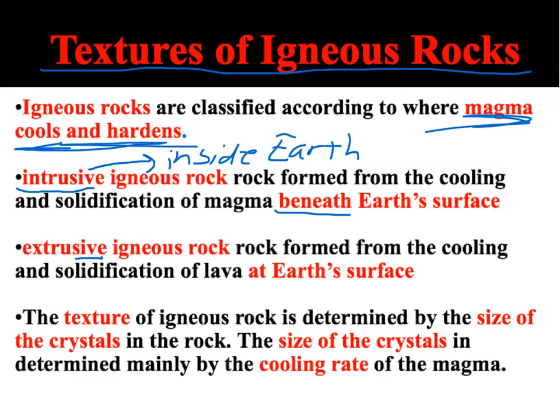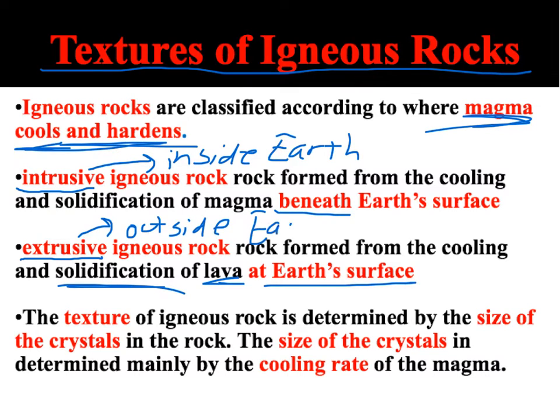And the other one is extrusive, and this is lava solidifying, lava crystallizing at Earth's surface, or outside Earth, on the surface of the Earth. So extrusive sounds like exit, so the lava has exited the Earth. Intrusive, well, it starts with the word in, so this is all happening in the Earth, in the ground.